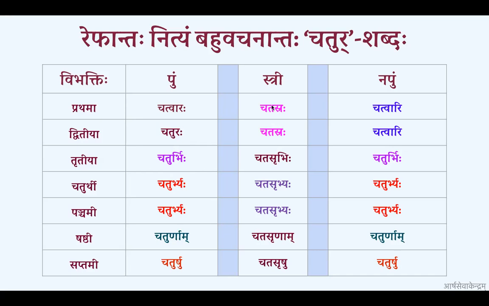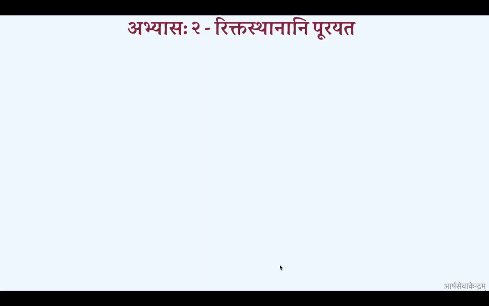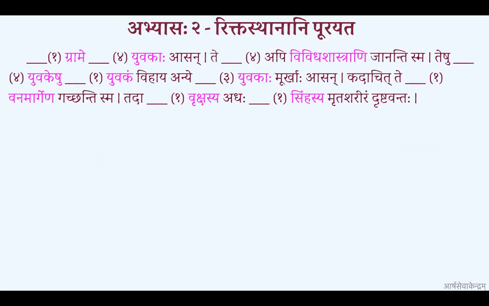Chatasraha. And if you notice, in Strilinga, they all start with Chatas, Chatas, Chatas. Whereas for Napumsakalinga and Pumlinga, it is not just Chatas, but some variation of Chatur. So if you see Chatas, it is a Strilinga form. And as we have seen with other vibhaktis in Strilinga, Trutiya again ends in bhihi, Chaturthi and Panchami in bhyaha, Shashti ends in nam or anam, and Saptami ends in su or shu. So we have seen all this. We started Abhyasa. So let us proceed.